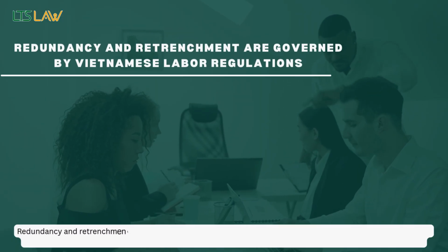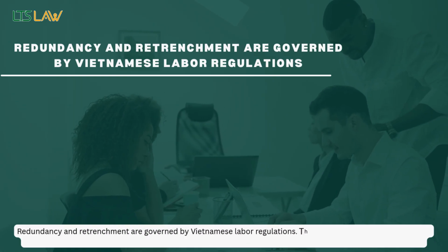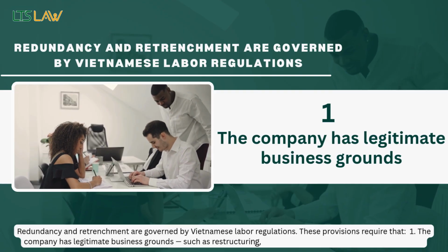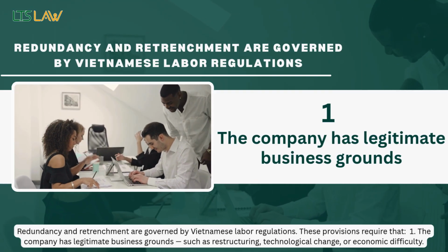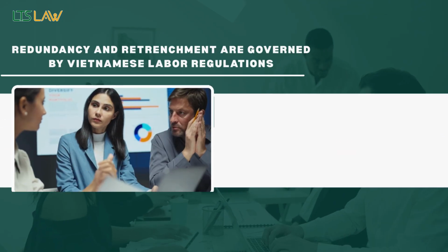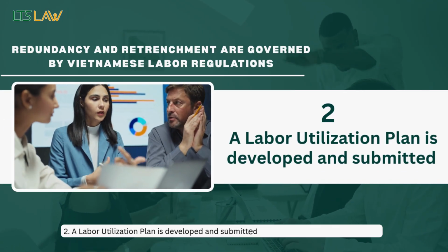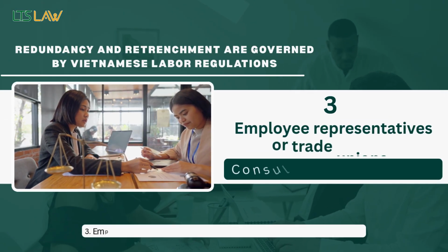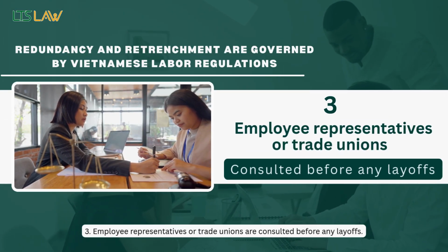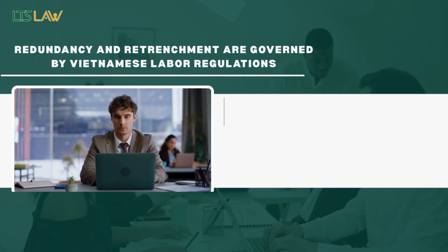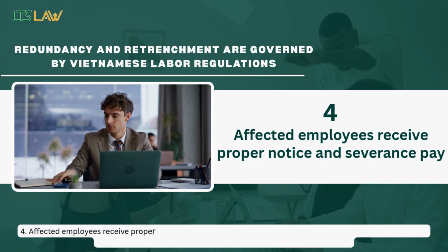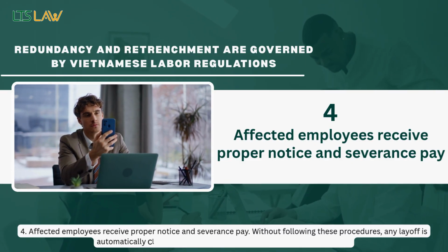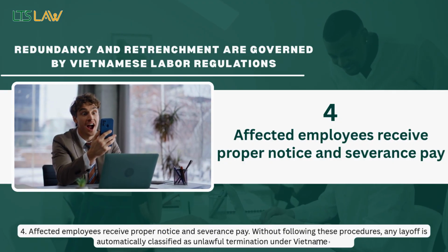Redundancy and retrenchment are governed by Vietnamese labor regulations. These provisions require that: 1. The company has legitimate business grounds, such as restructuring, technological change, or economic difficulty. 2. A labor utilization plan is developed and submitted to the competent labor authority. 3. Employee representatives or trade unions are consulted before any layoffs. 4. Affected employees receive proper notice and severance pay. Without following these procedures, any layoff is automatically classified as unlawful termination under Vietnamese law.